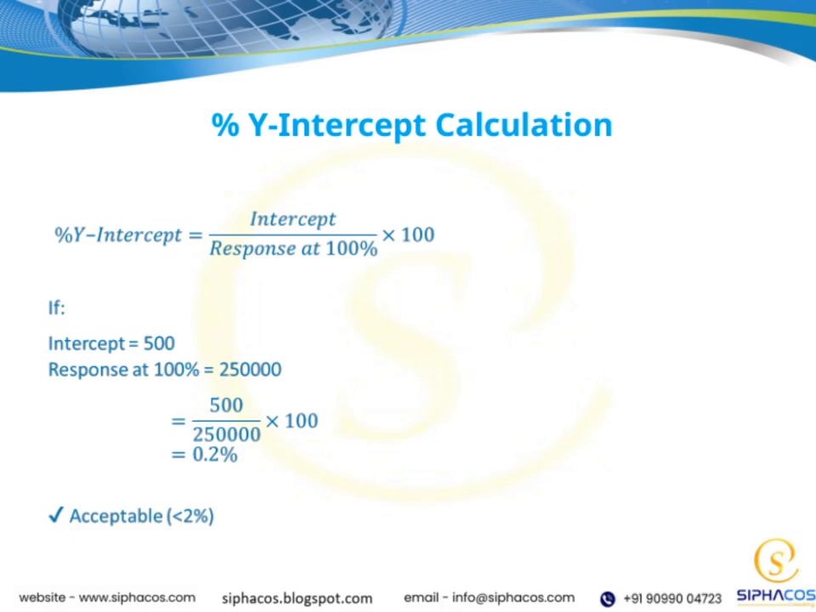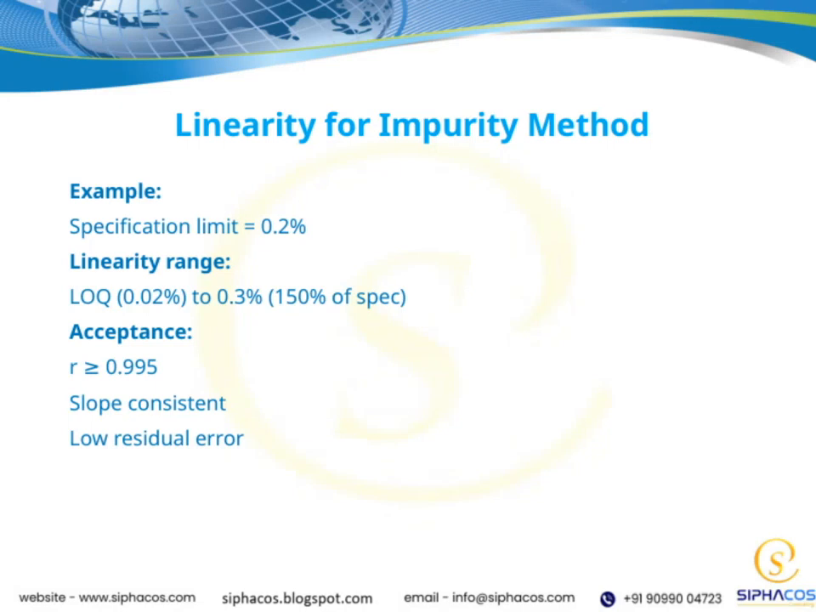Remember, understanding the y-intercept is key to interpreting the overall regression model and how well it fits our data. So, as we go through this calculation, keep in mind how it connects to the bigger picture of predicting and explaining our data trends. Let's take a closer look at the linearity for the impurity method.